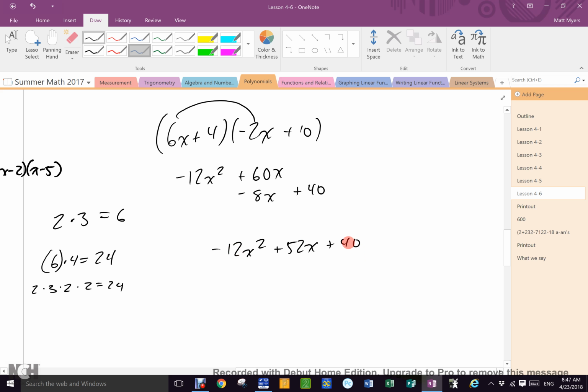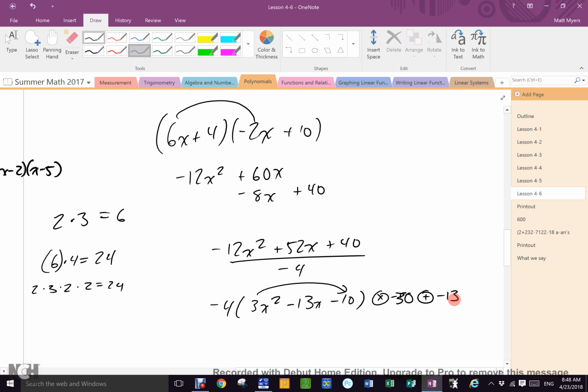You try GCF first. It's negative 4, right? So I'm going to divide everything by negative 4, and I'm going to get 3x squared minus 13x, sorry, not plus, minus 10, cool? I don't like that 3. Can't divide it out, so it's got to multiply over here. So I got to multiply to negative 30 and add to negative 13, correct? Are you with me? Okay, so it's 15 and negative 2.